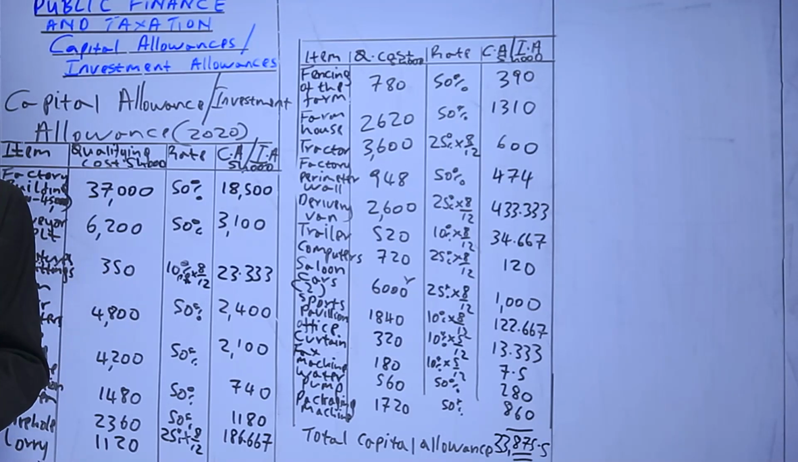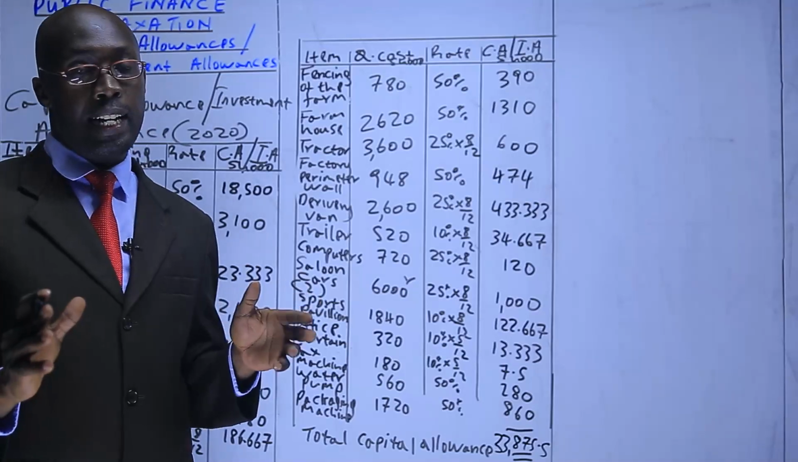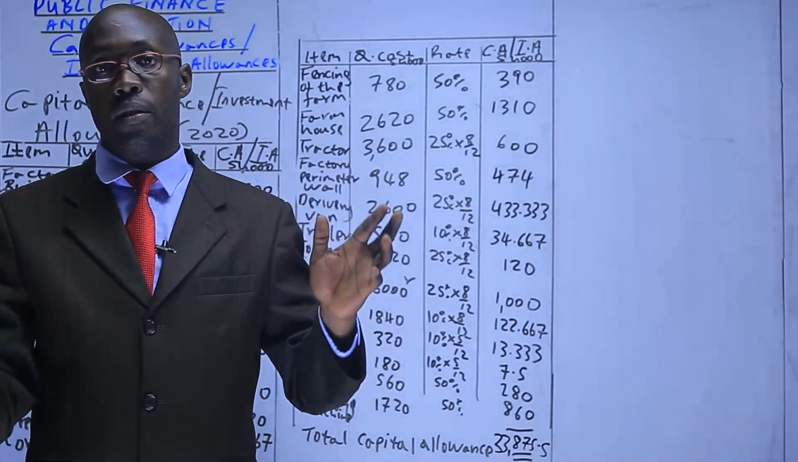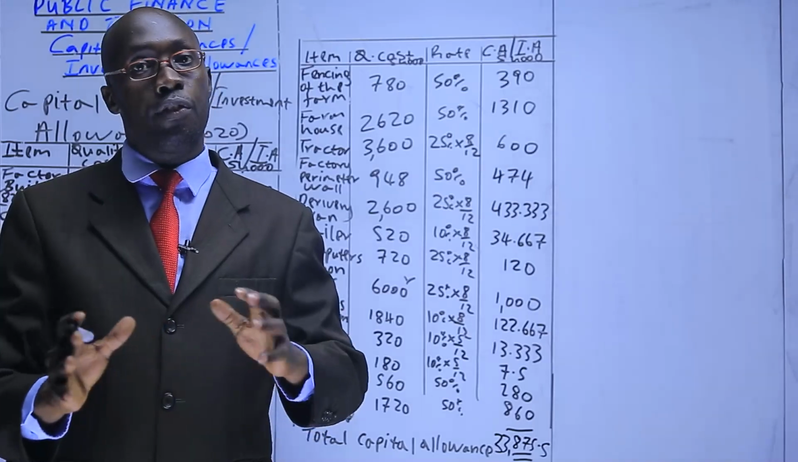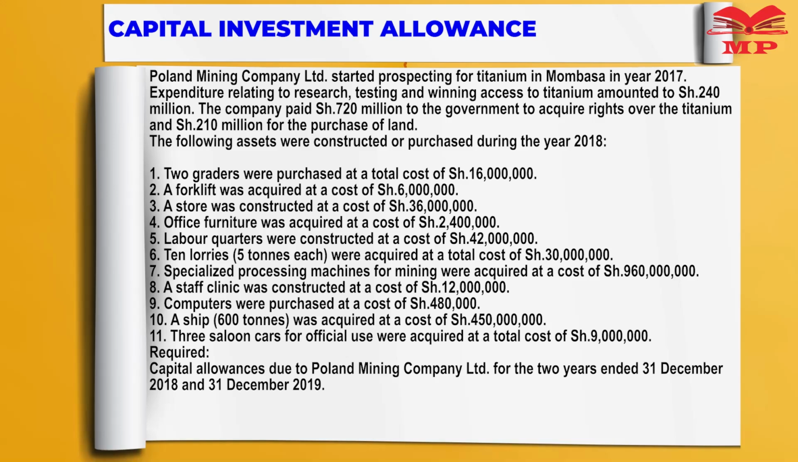I would want us to look at another question so that we can have a comprehensive overview of these capital allowances. So here is the question. Toland Mining Company started prospecting for titanium in Mombasa in the year 2017. Expenditures relating to research, testing, and winning access to titanium amounted to 240 million.